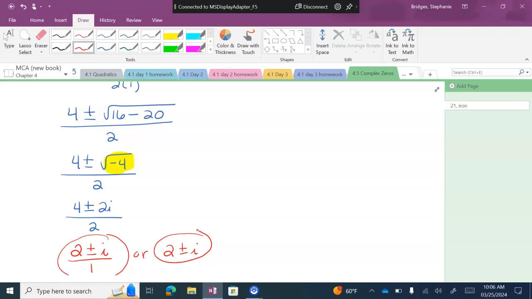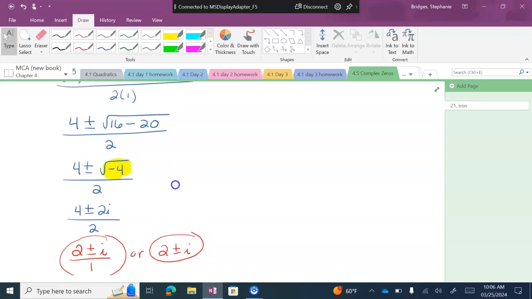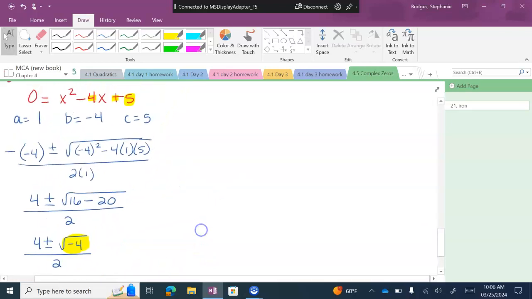All right, I want you to try 11 because this one's going to simplify to be a little different. This is the last one we do.